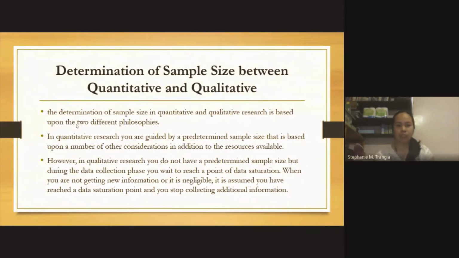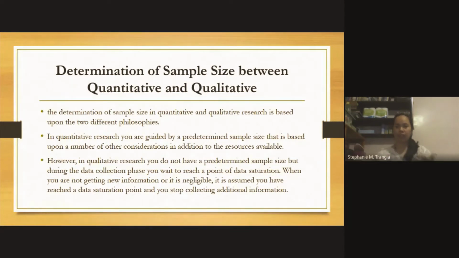The determination of sample size in quantitative and qualitative research is based upon two different philosophies. In quantitative research, you are guided by a predetermined sample size. Predetermined means you have already calculated your sample size, because you actually have a list of respondents available.